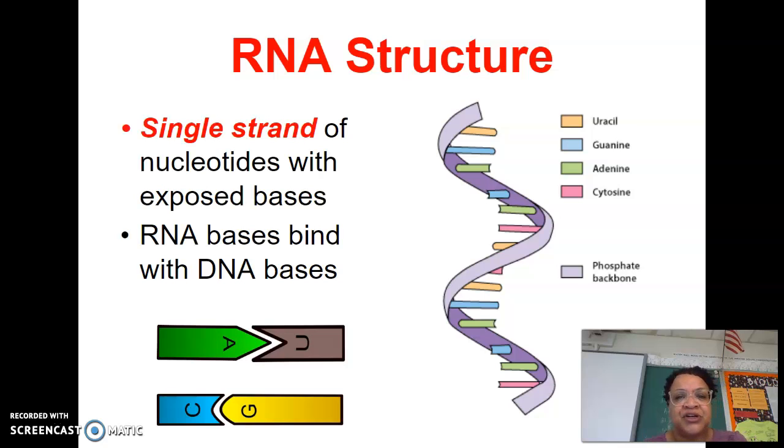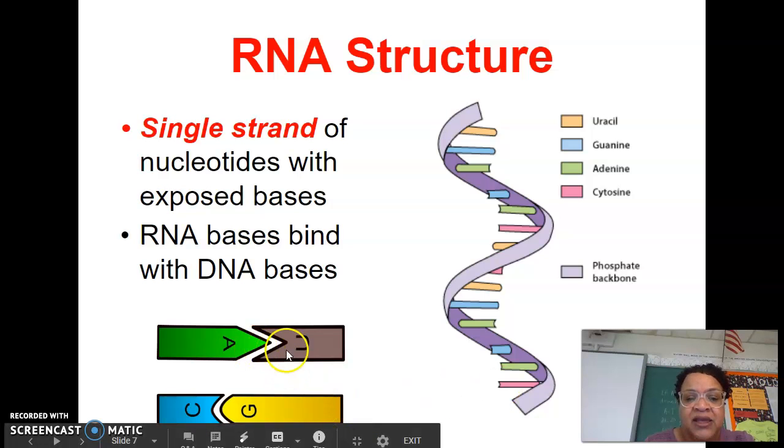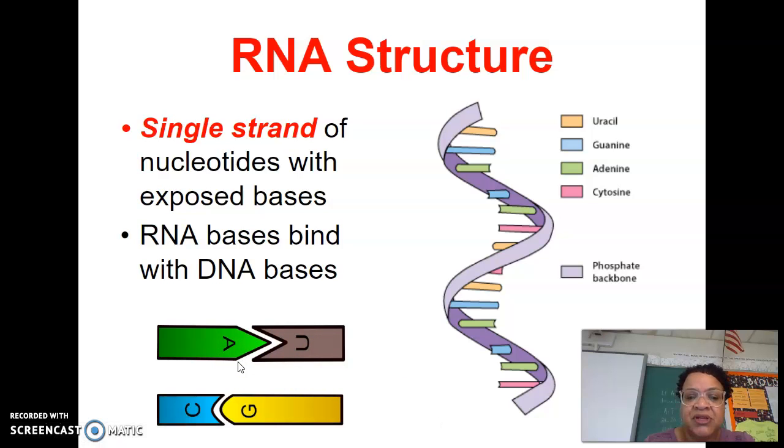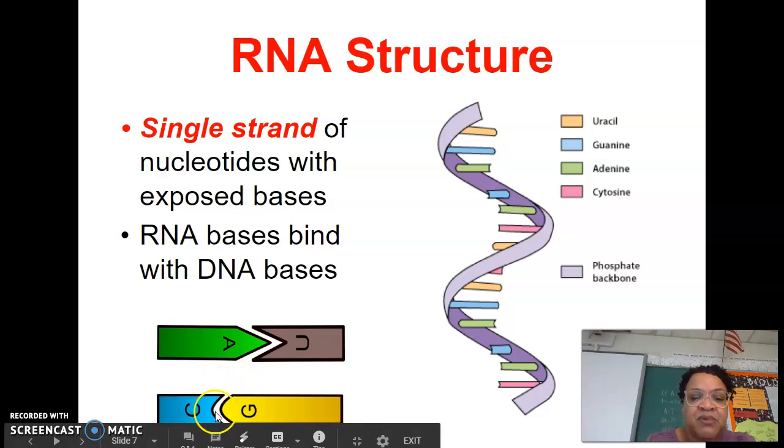RNA structure, you saw how DNA is made of two strands. Well, RNA is made of one single strand. And because it's one single strand, the nucleotides, the bases, are exposed. And again, the bases for RNA are A to U, U to A. A only bonds to U, U only bonds to A, and C bonds with G, and G bonds with C.